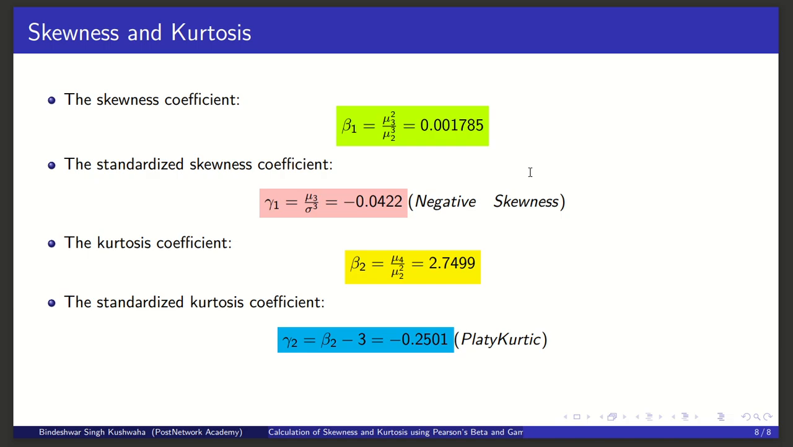So in this video, you have understood the gamma coefficient, the beta coefficient, and how to calculate skewness and kurtosis.